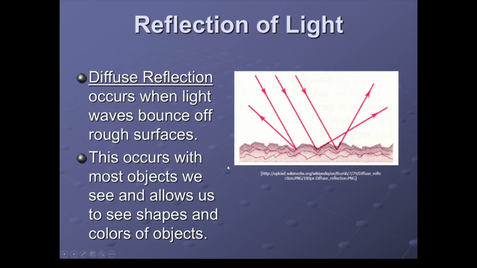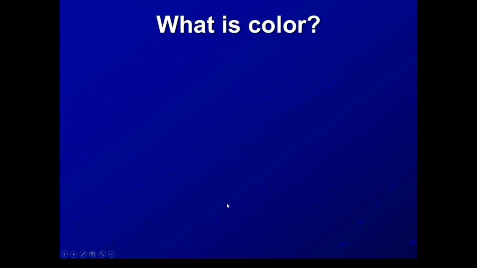And this occurs with most objects we see, and allows us to see shapes and colors of objects. This is what gives us the ability to see textures for a certain object. Like if I had a piece of sandpaper and I were to show you that piece of sandpaper across the room, you would be able to identify that that is a rough surface simply by looking at it and seeing a diffuse reflection. Versus if I came up to you and showed you a piece of glass, you would also be able to identify that it's a smooth surface because of the surface reflection that you saw earlier, or the specular reflection.